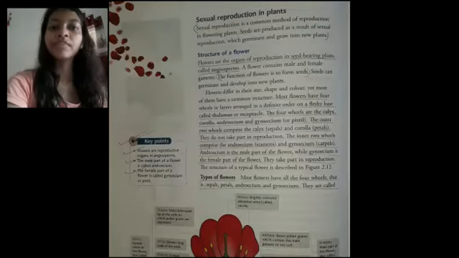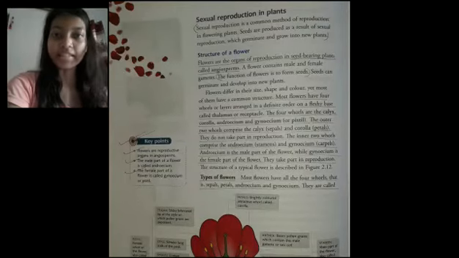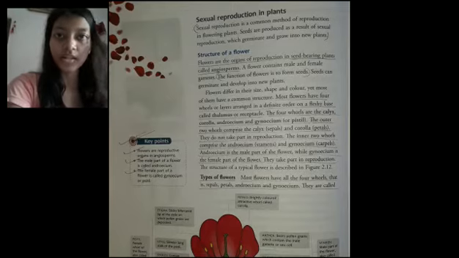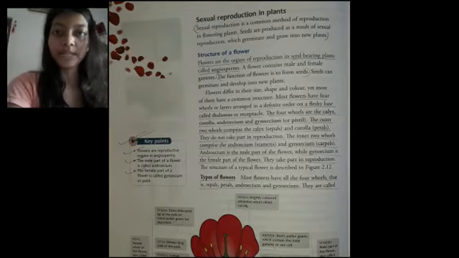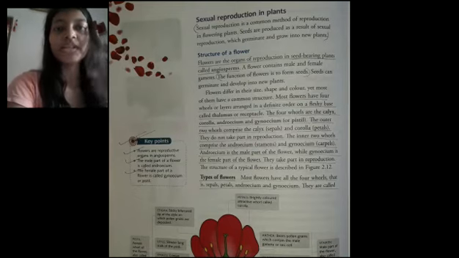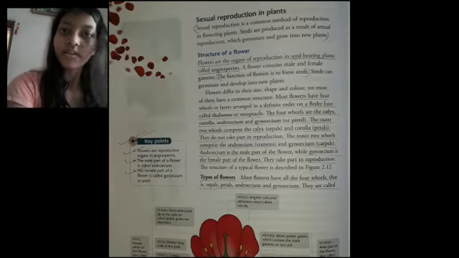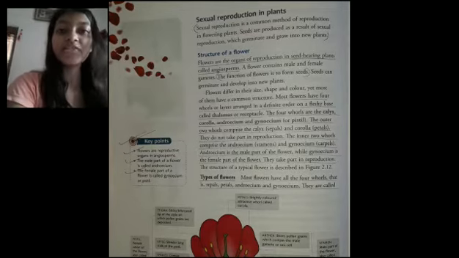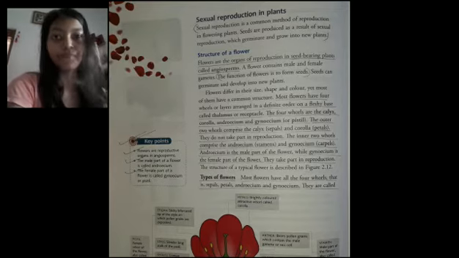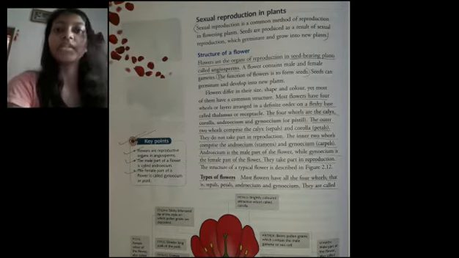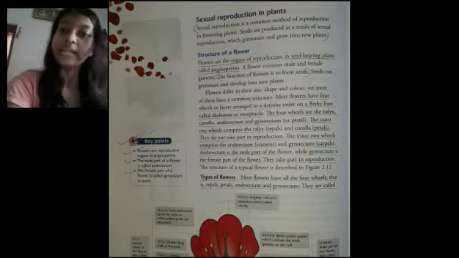Good morning. Today we will discuss a very interesting part of the subject biology. So let's begin with that part. Today we shall discuss sexual reproduction in plants. This is a very interesting chapter in which the flower, the main reproductive part of a flowering plant, is present. So let's begin.